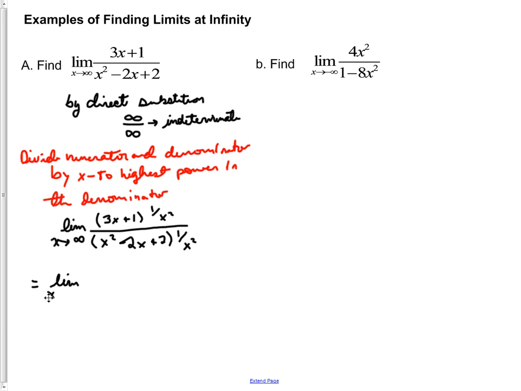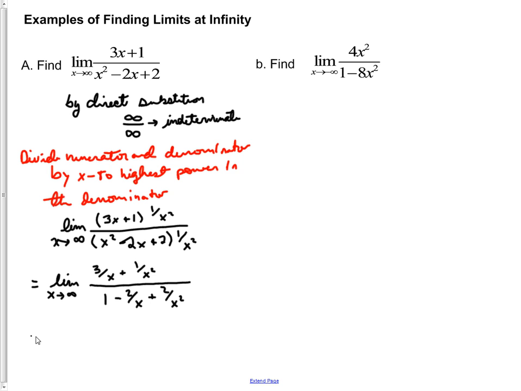So we're going to take the limit as x approaches infinity of 3x times 1 over x squared, which is 3 over x, plus 1 times 1 over x squared, which becomes 1 over x squared. And then x squared times 1 over x squared just becomes 1, minus 2x times 1 over x squared becomes 2 over x, plus 2 times 1 over x squared becomes 2 over x squared. And you see what's happening. We're just distributing this factor into each of these terms.